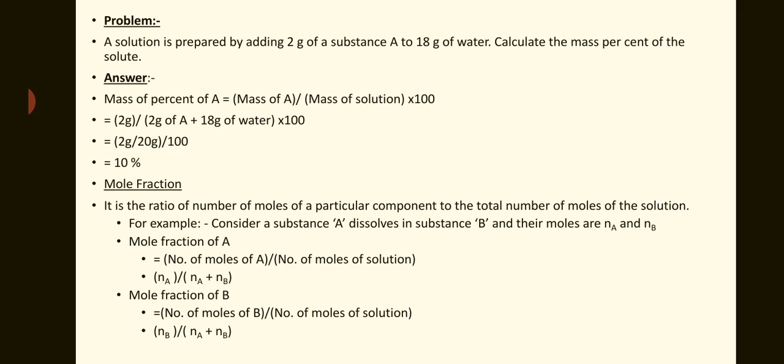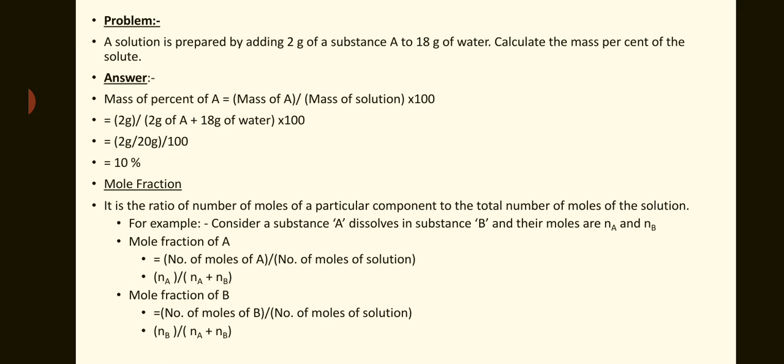Now a problem is given to you. A solution is prepared by adding 2 gram of a substance A, which can be anything, to 18 gram of water. Now calculate the mass percent of solute. So substance A is the solute and 18 gram water is the solvent.